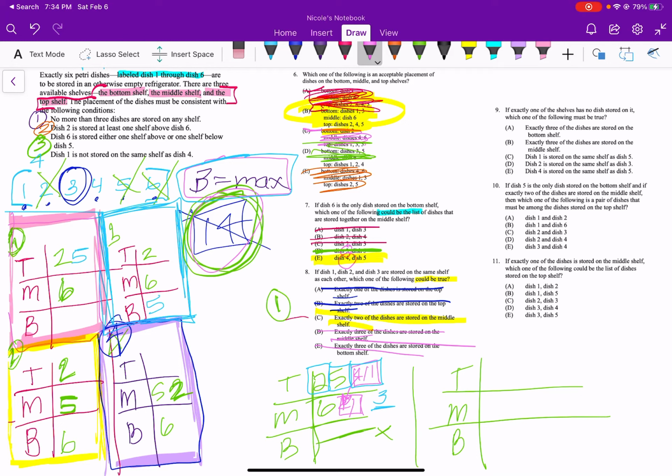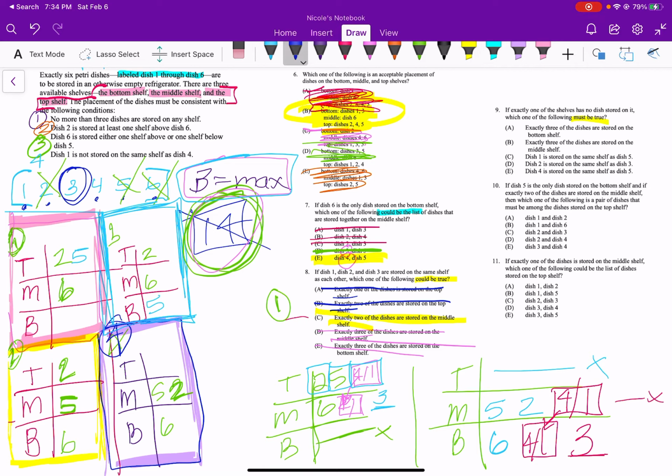And then in our other scenario where we have nobody on the top shelf, and we have 5 and 2 on the middle shelf, and we have 6 on the bottom, the same thing is going to happen. We have to have either 4 or 1 on the middle. The other one will go on the bottom, so this also is 4 or 1. And that means that because there can only be 3 on one shelf, this is going to have to be 3. So this is a must be true question, so this is something that has to happen.